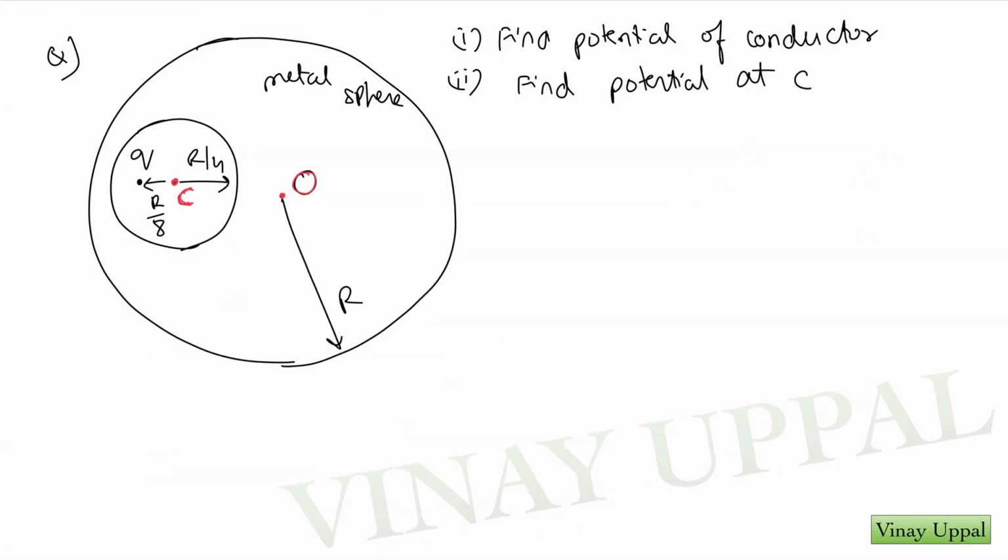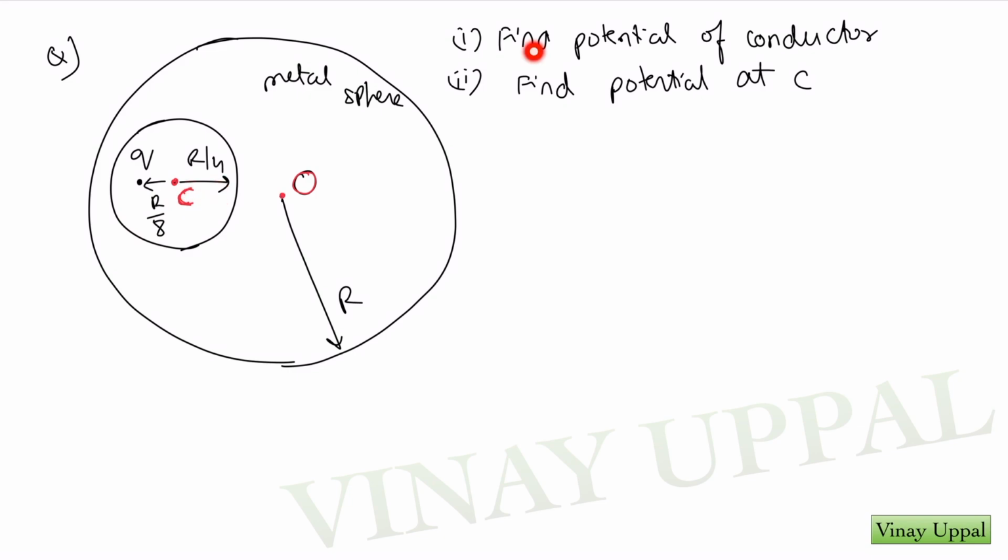Alright, let's take a look at another question, this time about potential. So I have a solid metal sphere inside which we have a spherical cavity. O is the center of the bigger sphere of radius R, and C is the center of the cavity. We have a point charge placed at a distance of R by 8 from the center of the cavity. The cavity itself has a radius of R by 4.